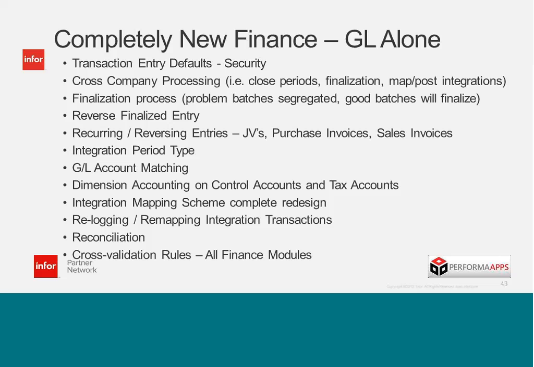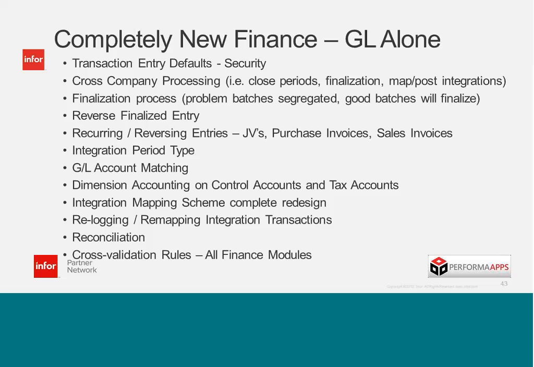Then you have the finalization process. Before in Baan 5, you could finalize a bunch of batches, but if there was an error in one of the batches, it would hang up the whole finalization process. Now it will go ahead and finalize the ones that are good, and then it just skips over the ones that are bad and allows you to finalize them later.